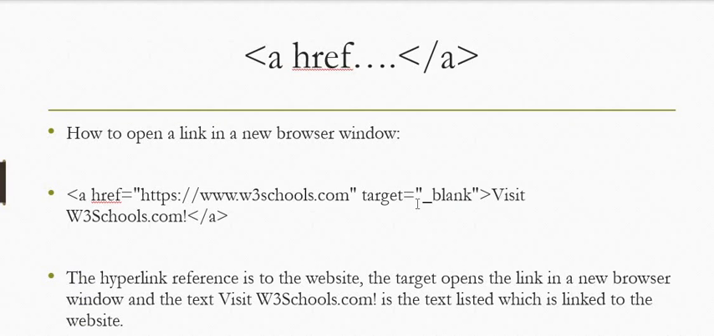So the href attribute allows us to open a new browser window with the specific link. We give you the example here, which gives us the hyperlink to w3schools.com. The hyperlink reference is to the website. The target opens the link in a new browser window, and the text "Visit w3schools.com" is the text listed, which is linked to the website.